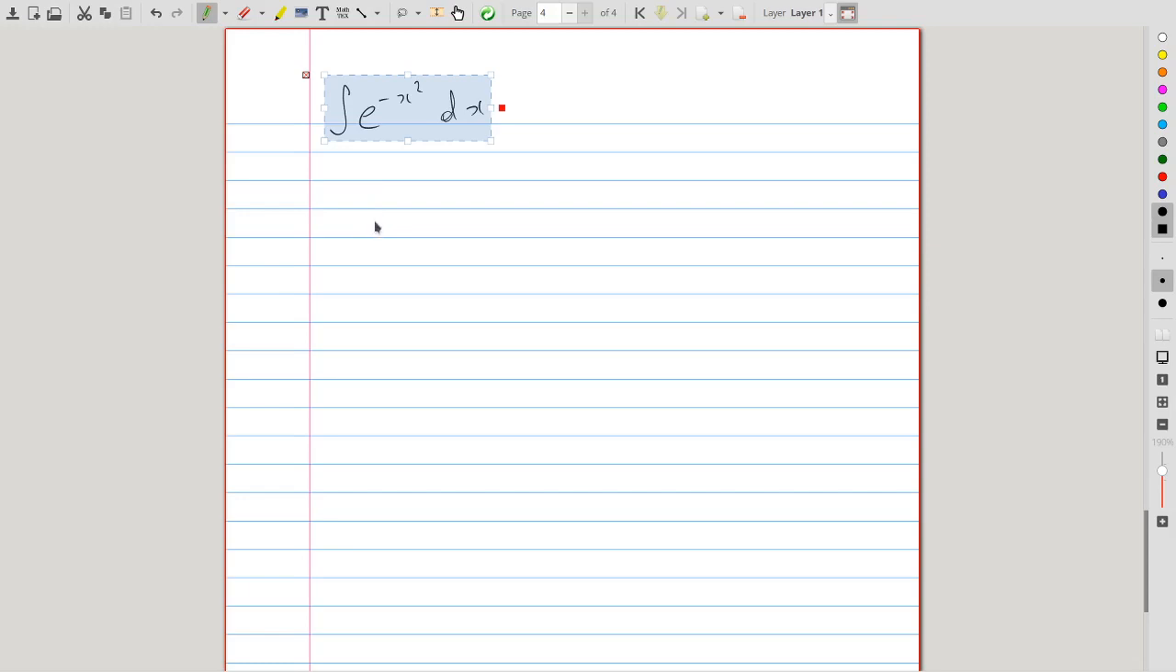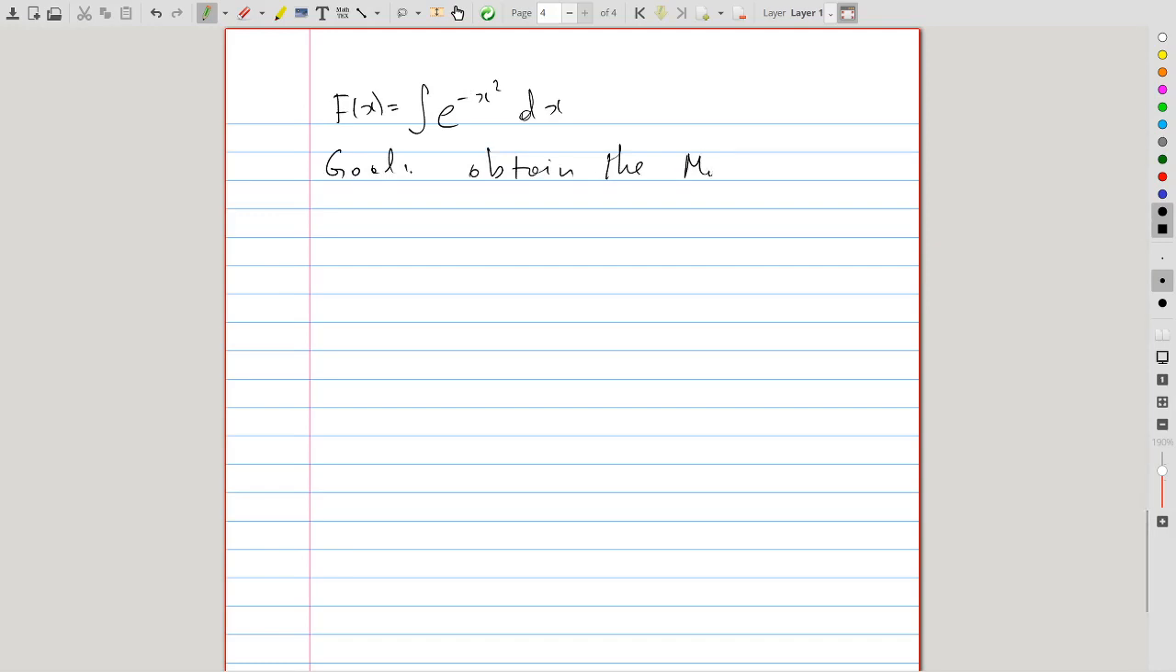Now, it is interesting though that this antiderivative can be expressed as a power series. Indeed, let us do just that. Let us denote this antiderivative by the uppercase F of x, like so, and let us obtain an expansion of this F of x into a power series. Specifically, we will obtain its Maclaurin series. So our goal here will be to obtain the Maclaurin series for F of x.